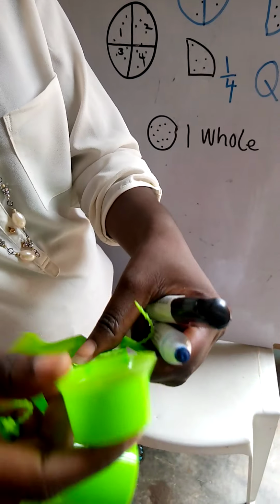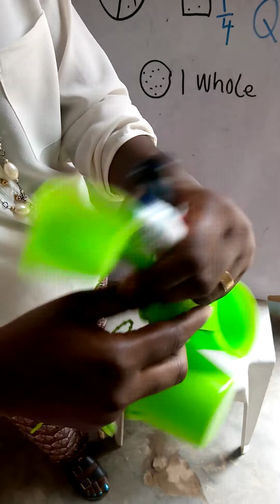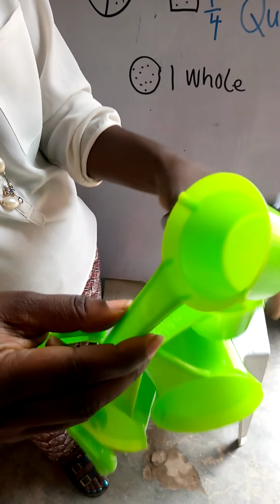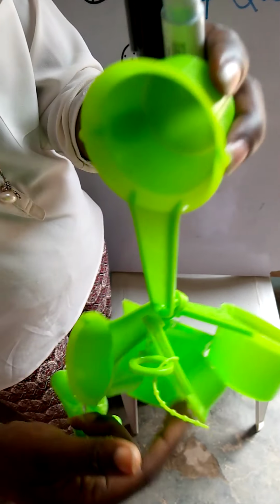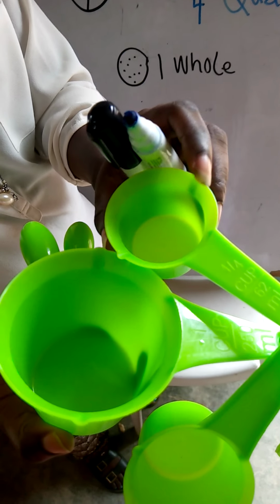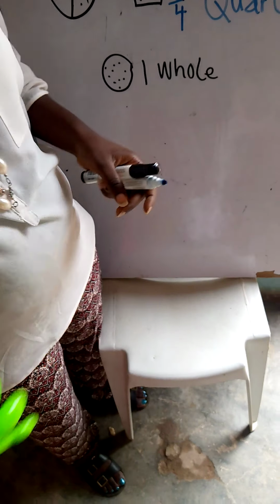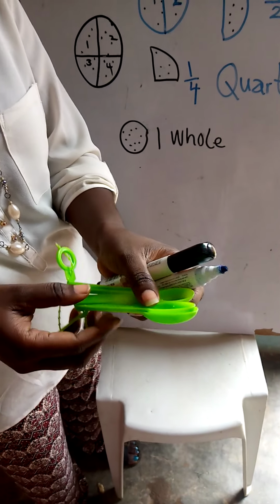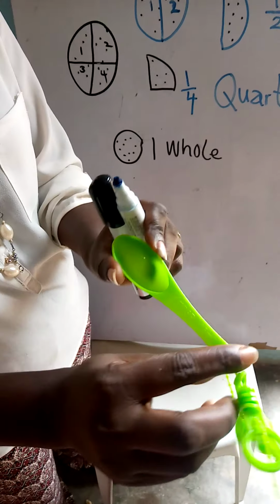Now let me see, do I have 1/4 here? Yeah, I do. Now this is 1/4. This is a quarter of this cup. If I pour liquid here 4 times, it's going to fill this cup. Same with my spoon here. Can you see my big spoon here?